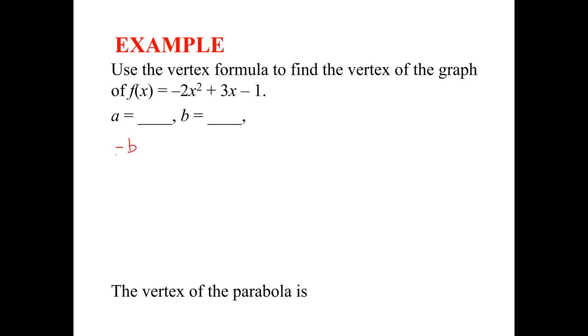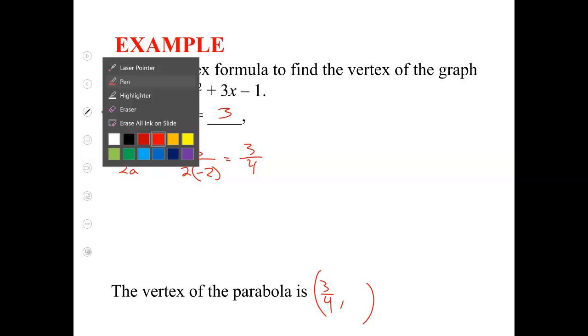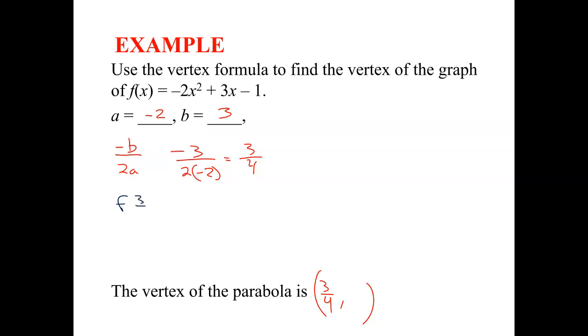All right? So negative b over 2a. What's my a value? Negative 2. What's my b value? 3. Good. Okay, so I've got negative 3 over 2 times negative 2. So what's the x value of my vertex going to be? 3 over 4. Okay, so 3 over 4 is the x value. Negative 3 over negative 4. All right, what do I do with that 3/4? Plug it in. So I want to solve for f of 3/4.